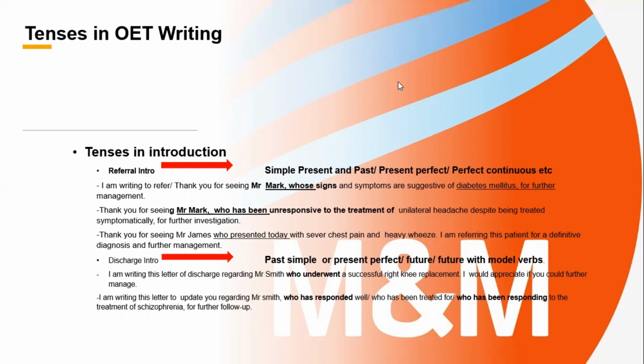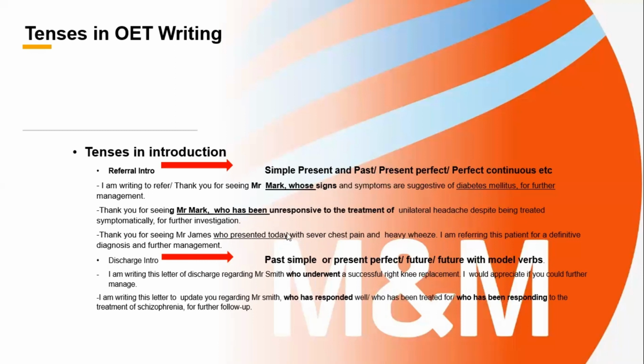Let's say, I'm writing to refer, or thank you for seeing Mr. Mark, whose signs and symptoms are suggestive of diabetes mellitus. Now, this is your example of the present simple tense. Now, in the next sentence, thank you for seeing Mr. Mark, who has been unresponsive to the treatment of, let's say. So now this is your present perfect continuous tense, which can be used in the introduction part. Now, the next sentence has past simple and present continuous tense. Let's say, who presented today with severe chest pain, then I am referring.